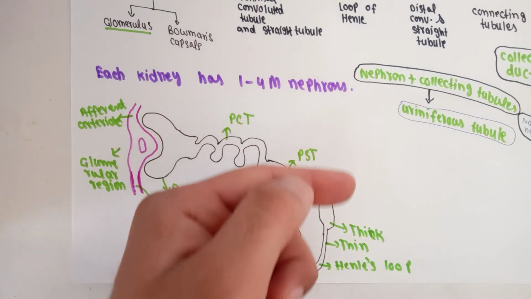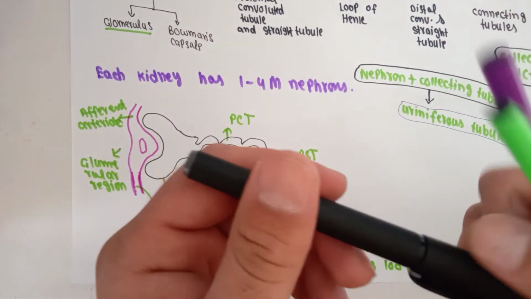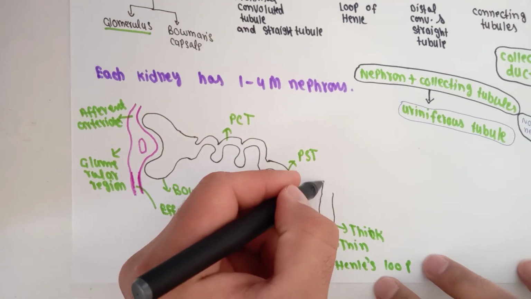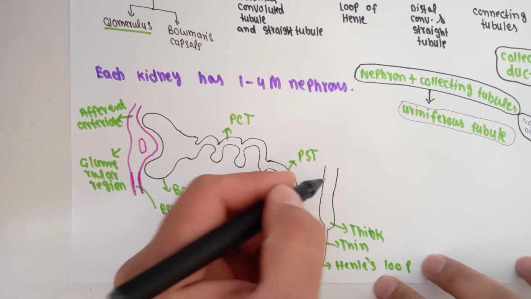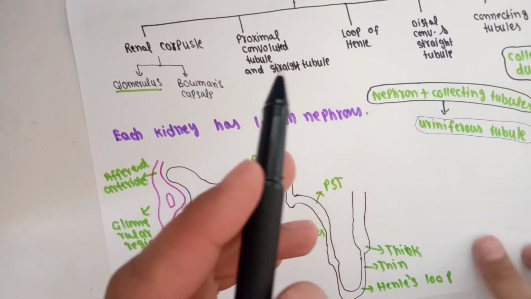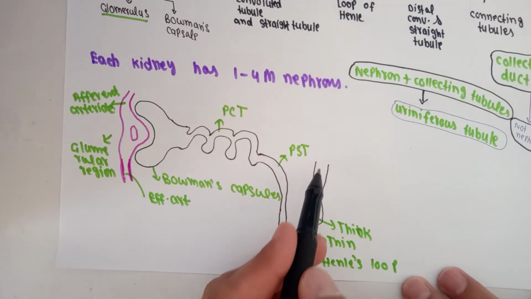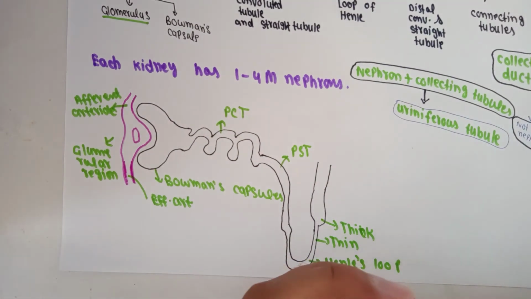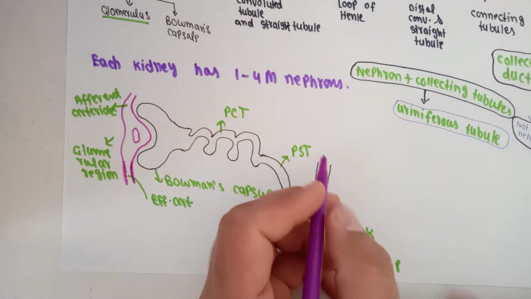As we move toward the cortical region, there is another portion which is called the distal tubule, and the distal tubule consists of a first region which is called the distal straight tubule. This is the distal straight tubule.